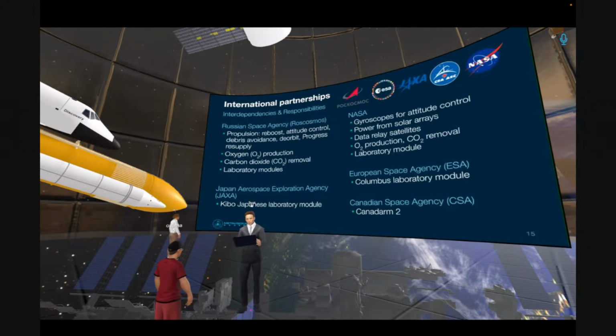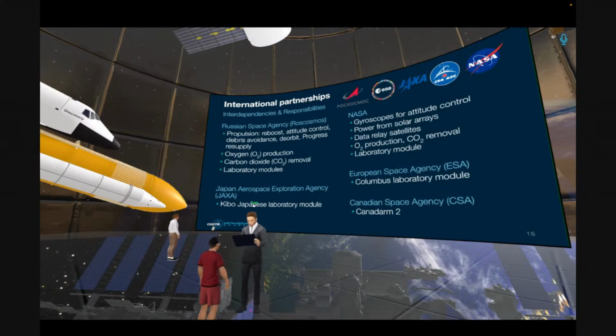Logan, click next. And what you see here are the interdependencies and responsibilities of each partner. The space station is an interdependent structure, meaning one country cannot operate it all by itself. It depends on all the countries working together. Otherwise, it won't work. And so here on this slide, you see the contributions from each of the 5 space agencies. So Russia contributes propulsion.